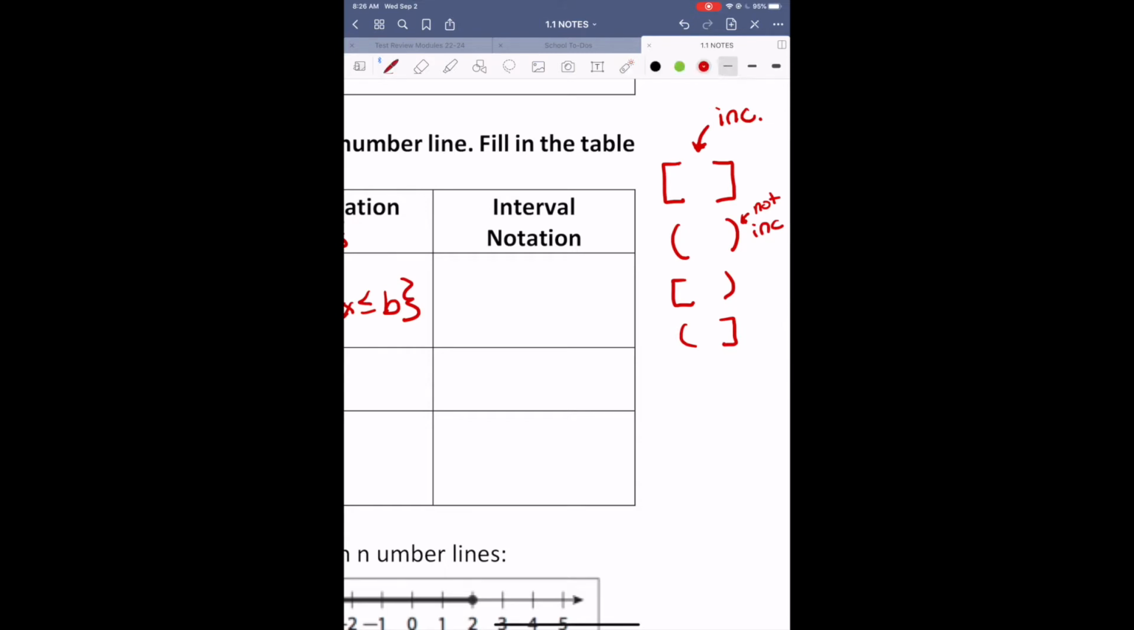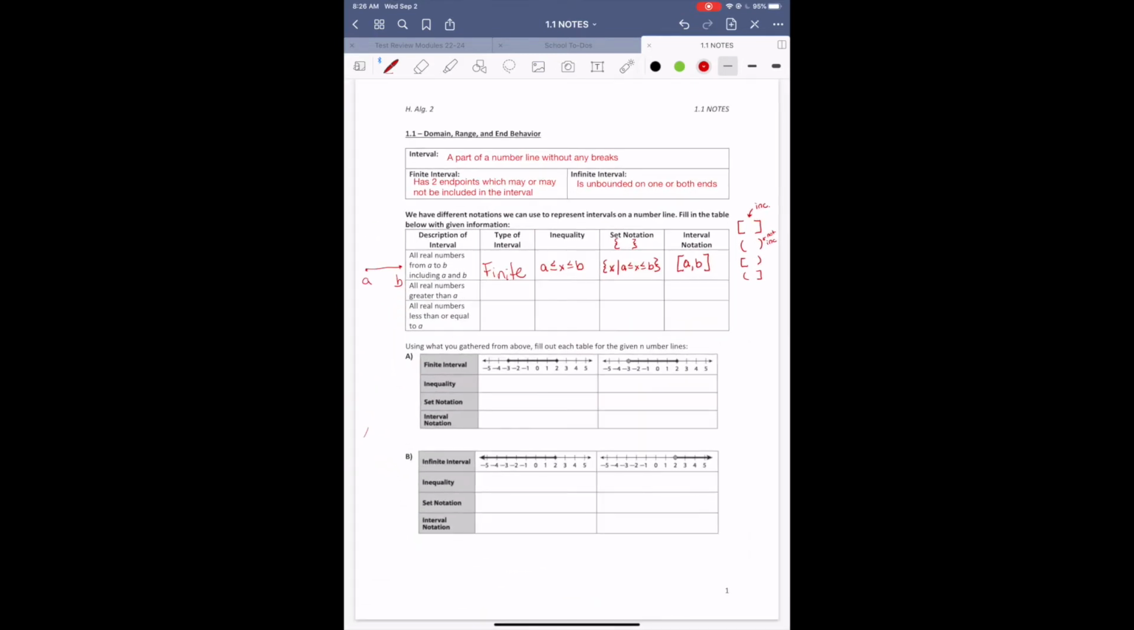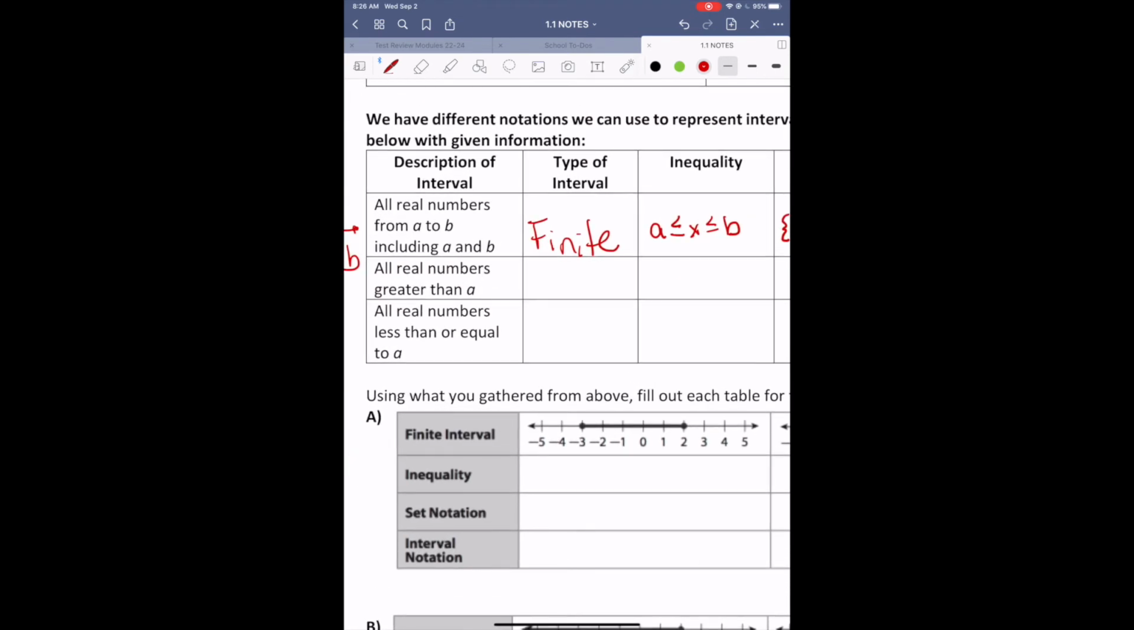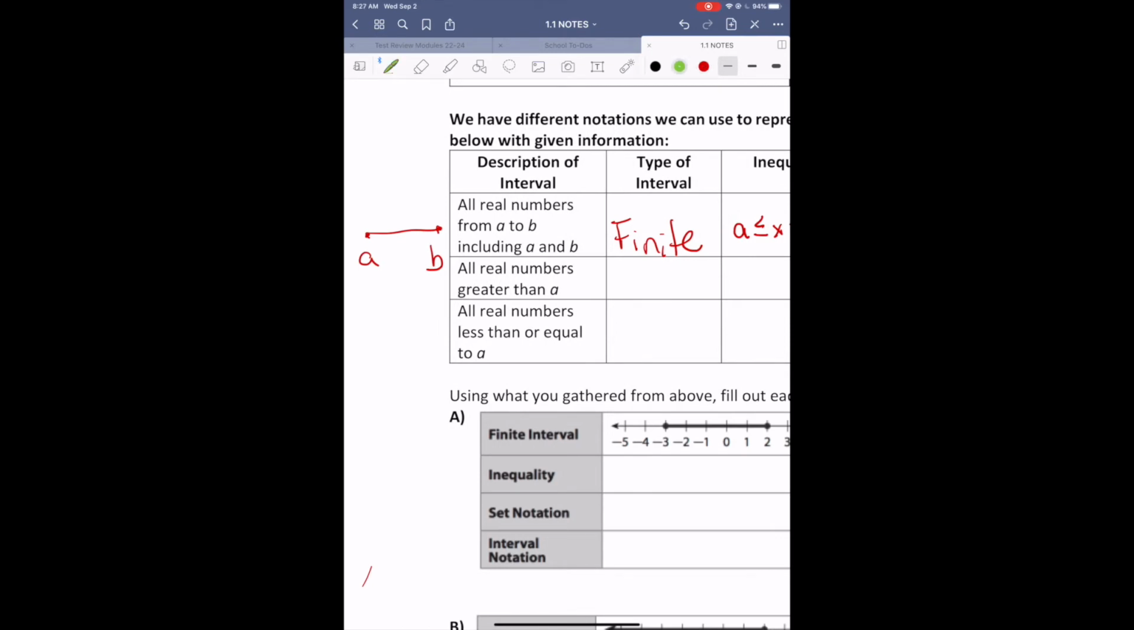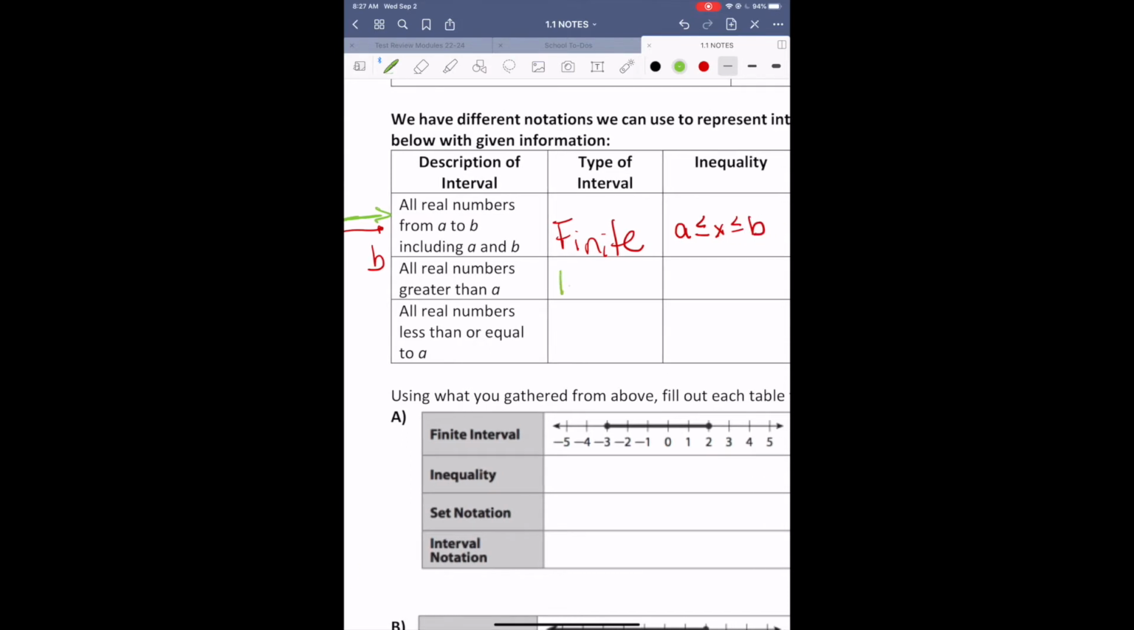Okay, now for this example, because we are looking at all real numbers from A to B, including A and B, we're going to write it as a point, A comma B, and draw brackets around it. Brackets include the point. Now, our second example says all real numbers greater than A. Again, if we look at our number line, for this one, we're looking at everything past A, even passing B. So in this case, this would be an infinite interval.